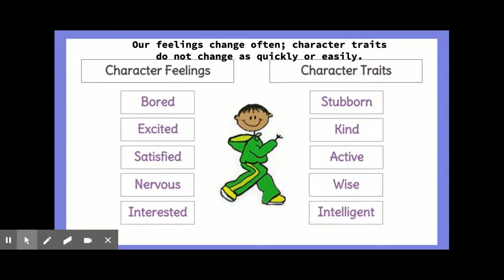Character traits are much more steady, and again, they don't change over time. They tend to stay pretty steady since they're a state of being for us, how our personality is. So character traits include things like stubborn, kind, active, wise, intelligent. Okay? Character traits are behaviors that can be observed over time, whereas feelings are observed short term.